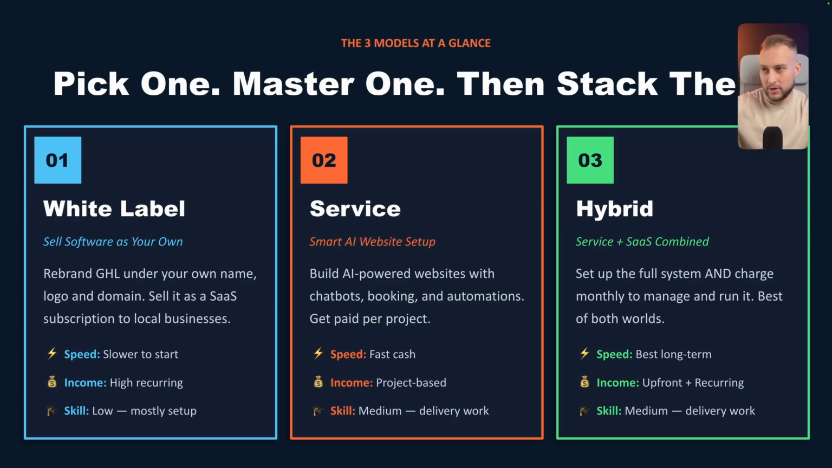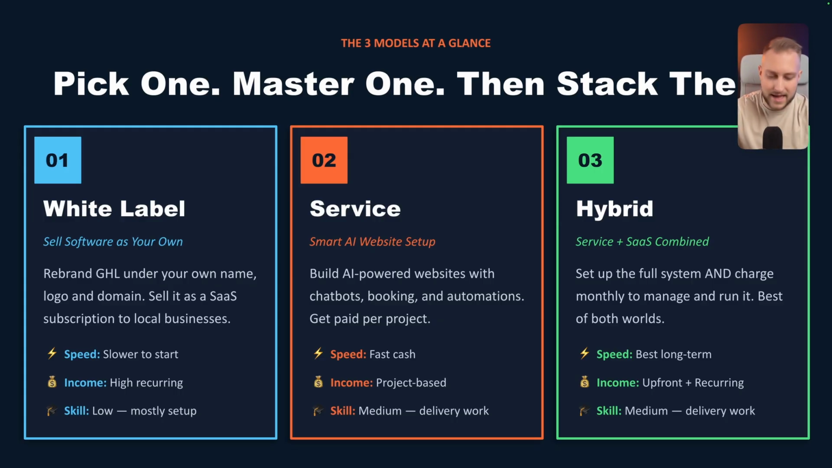And then we have the hybrid model. The hybrid model is service plus SaaS combined. Think of it like you set up a full system for your client. Let's say your client is a realtor or real estate agent. You set up the system for the client, you onboard them, and then they do everything themselves, okay? This is best long-term. Income is upfront plus recurring, and skill is medium, because you still need to deliver the work on the front end, but then on the back end, they are doing all the work. Think of it like this: I set up the software for you, but you have to use it, okay?